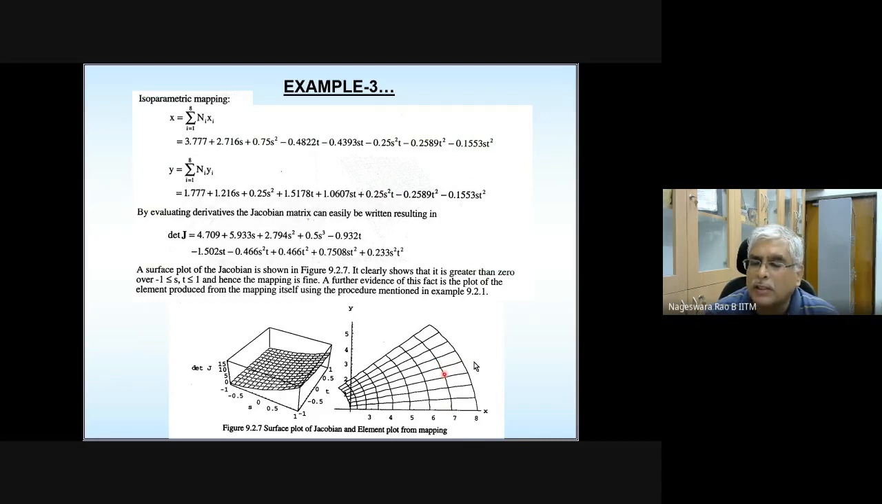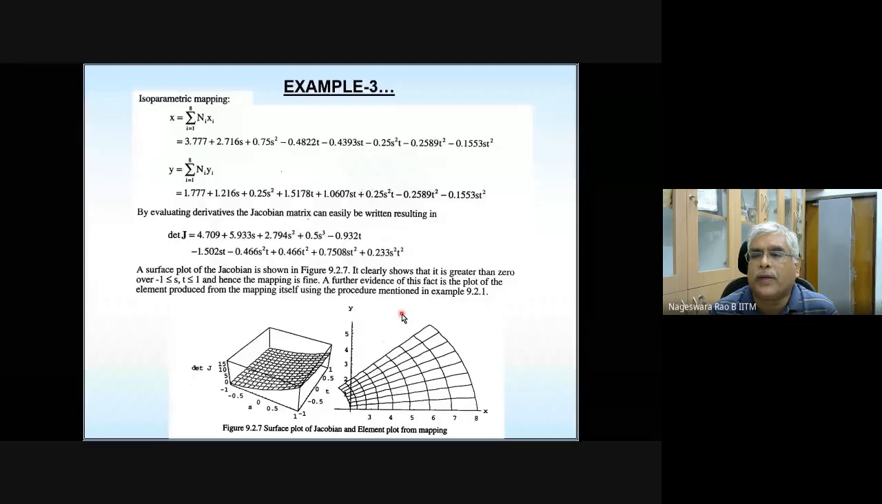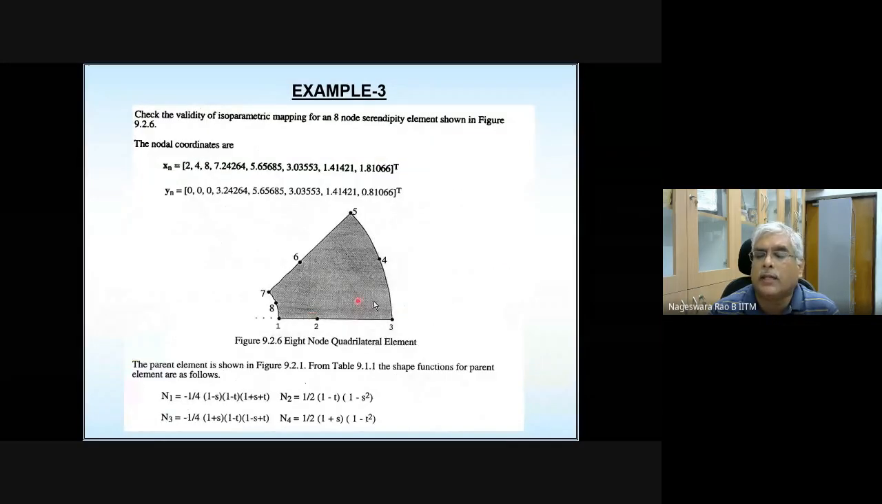For this particular plot, you need to check whether there are any folds. For the determinant of J plot, you need to check whether it is above the 0 plane or not. This is a 2-dimensional case, so it's going to be a plane. Whether you are above the datum plane or not. And for the X and Y plot, you need to check whether there are any folds or not. Here there is no issue. The placement of nodes, everything is fine, so this element is good. The quality of this element is good.